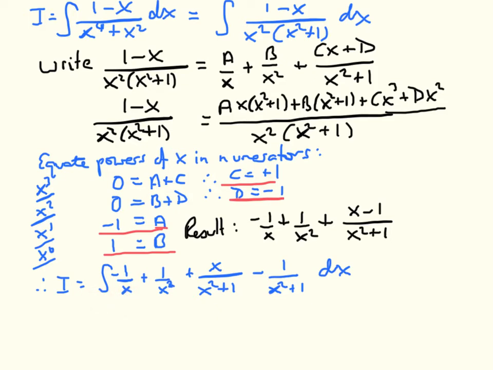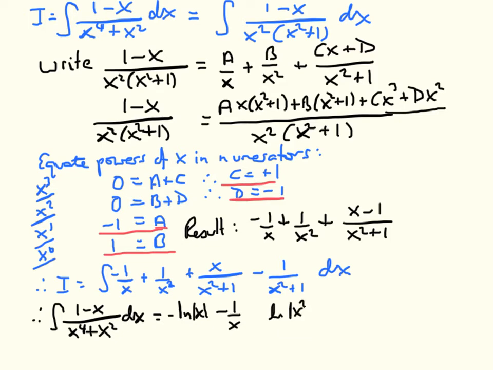So we see that therefore the integral of 1 minus x over x to the fourth plus x squared, integrated with respect to x, is going to be minus the integral of 1 over x, and that is minus log x. We also have the integral of 1 over x squared, and that is minus 1 over x. If you differentiate that, you get plus 1 over x squared. The next term is the integral of x over x squared plus 1, and that is going to be the logarithm of x squared plus 1.